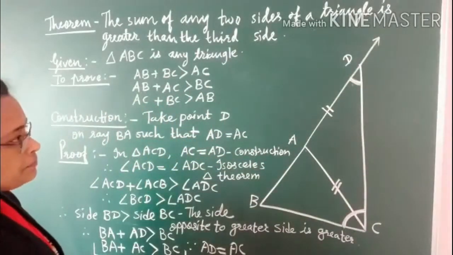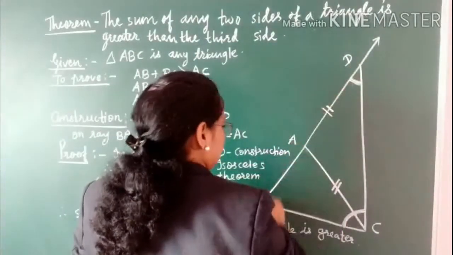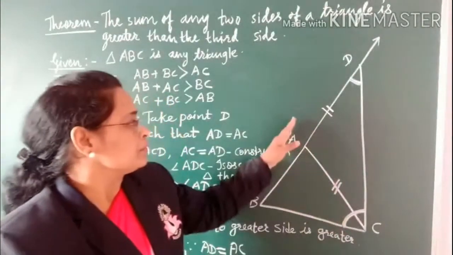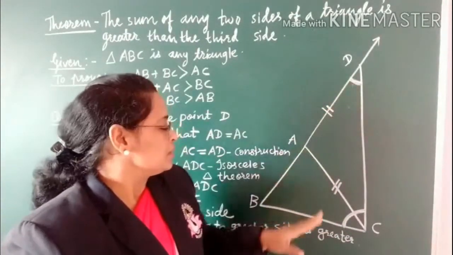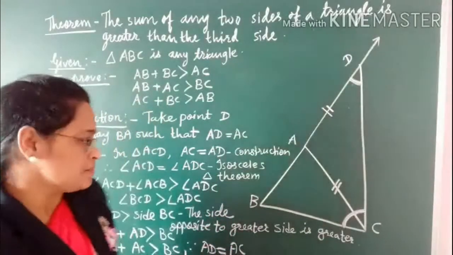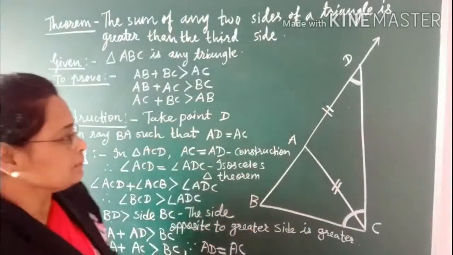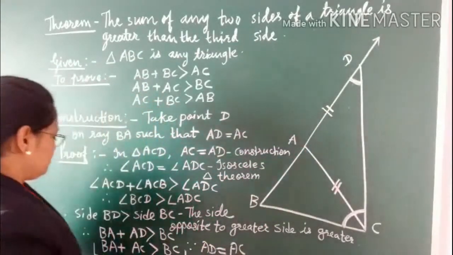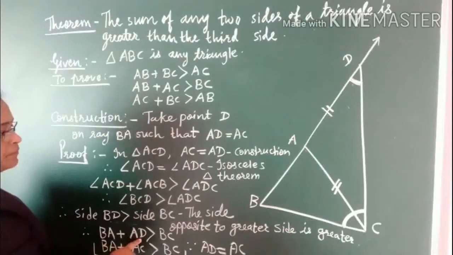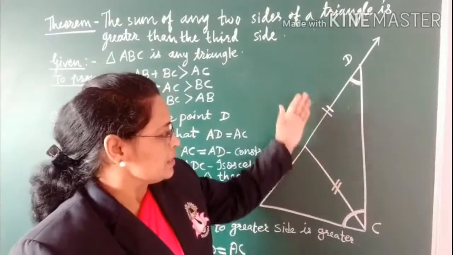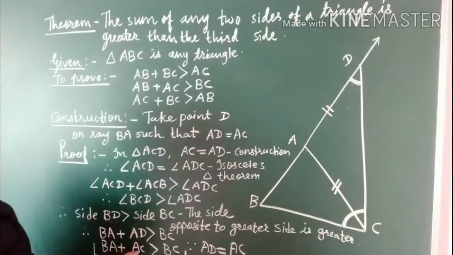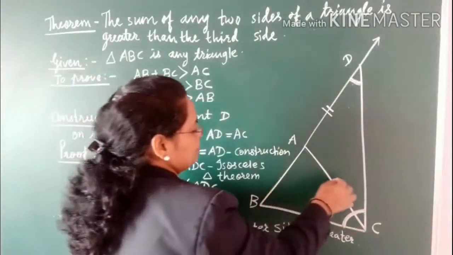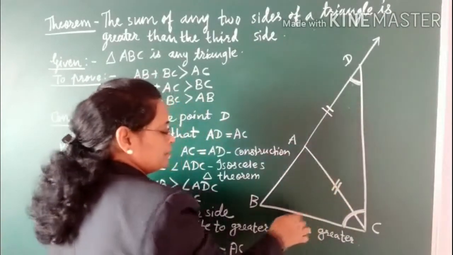If you see here in triangle BDC, angle C is greater, so its opposite side BD is greater. D is smaller, so its opposite side BC is smaller. And therefore BD is greater. BD is made up of two segments, BA and AD. So here we can write BA plus AD in place of BD. Now AD and AC are equal, so we can write BA plus AC is greater than BC. So like that way AB plus AC is greater than BC.